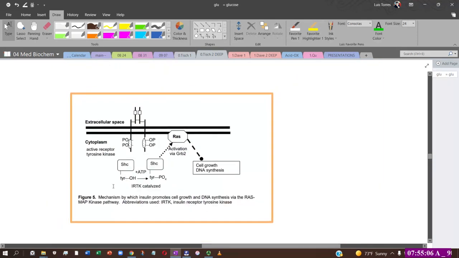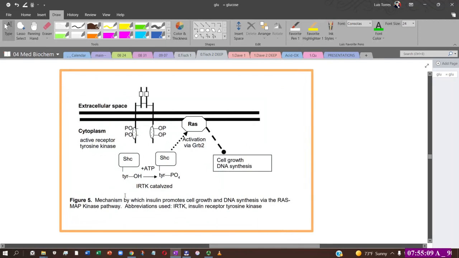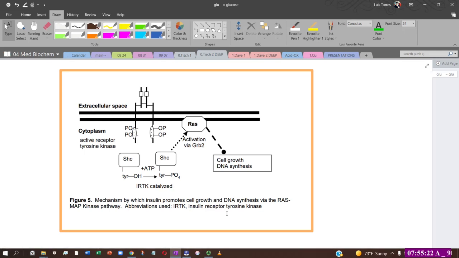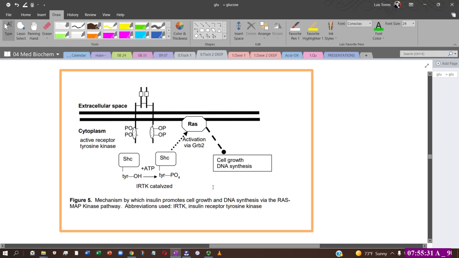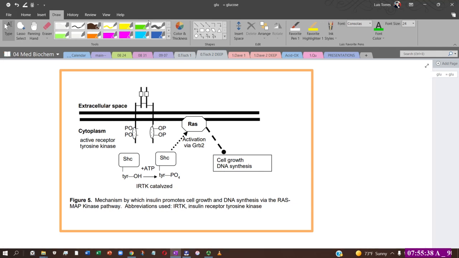Finally, figure 5 out of 5, you have this mechanism by which insulin promotes cell growth and DNA synthesis via the RAS-MAP kinase pathway. The abbreviations used are IRTK, insulin receptor tyrosine kinase. Cool. So now that goes back to one of the previous figures. Now we know what this stands for, and this is a mechanism for cell growth. So this just focuses on cell growth.